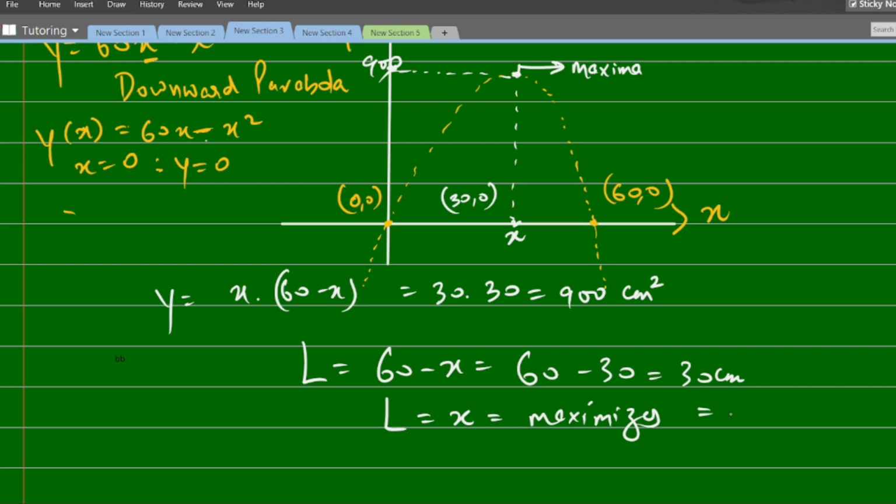a feature of calculus. Okay, this need not be always, but in most conditions, at a point where L and x are equal, if you see in many questions, the point maximizes, but this varies from question to question, right? So this is our area, 900 centimeter square, for which the area is maximized.